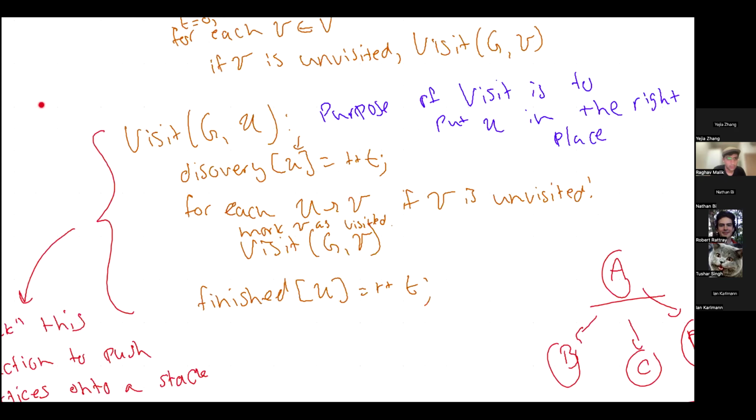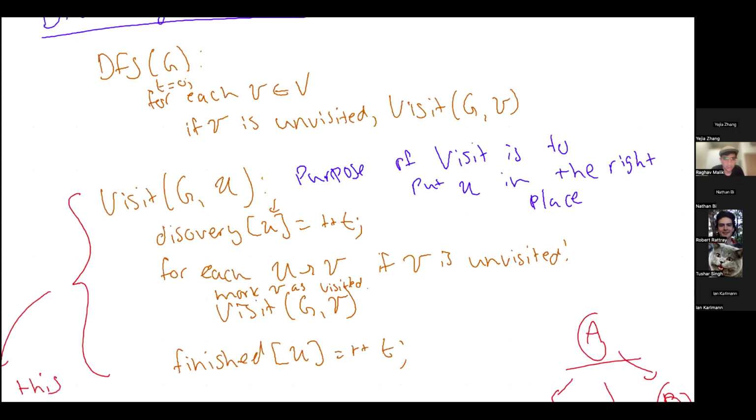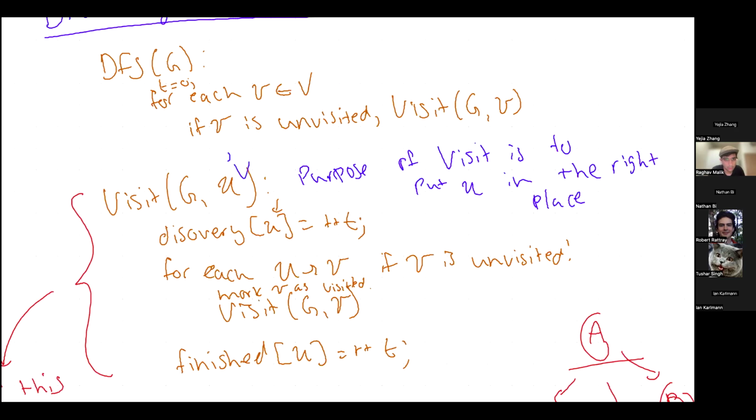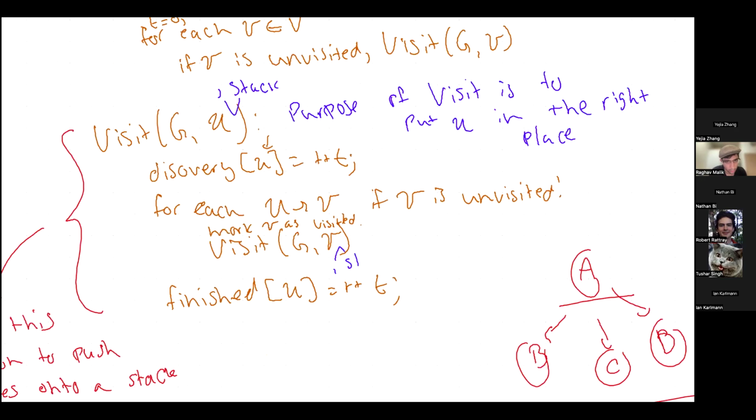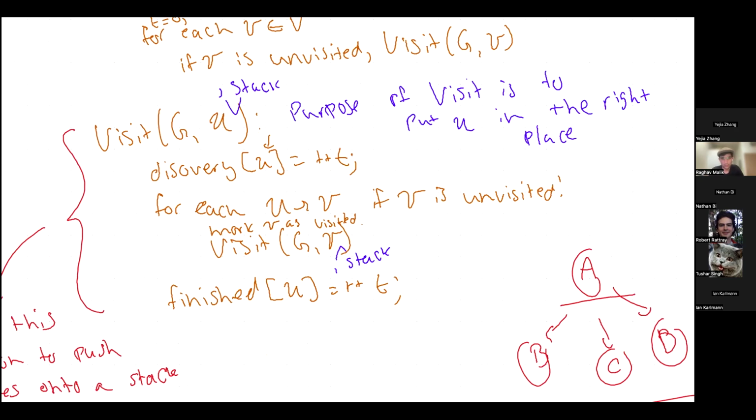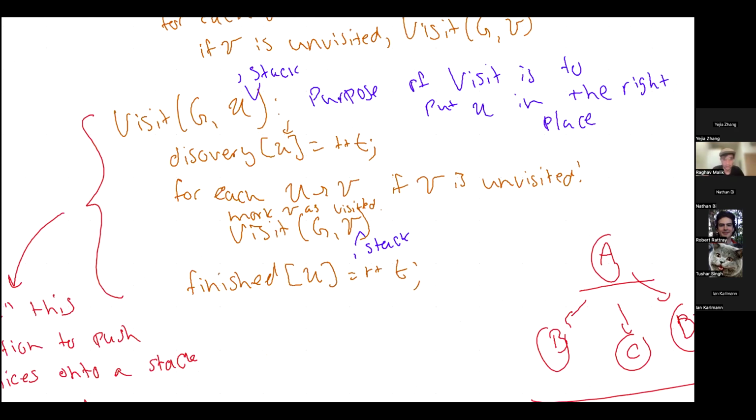So the way we're going to do this is we're going to augment our visit function to take an extra stack as a parameter, right? And we're going to thread that stack through all of the recursive calls. And then once we're done with all of the recursive calls, once we look at the time that U was finished, we're going to say push stack comma U, right? Does this make sense?